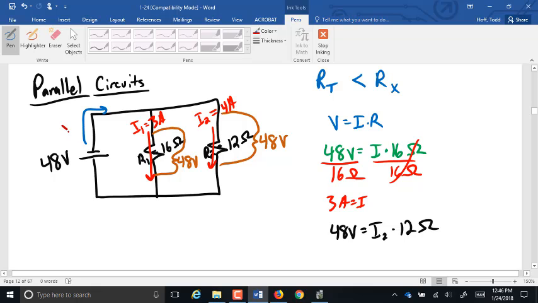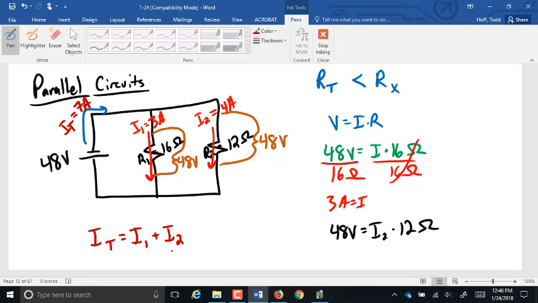What does that mean for our total current here? How many amps does that have to be? 7. Very good. Total current has to be the sum of the other currents. Total water flowing has to be the sum of the water through each pipe, right?